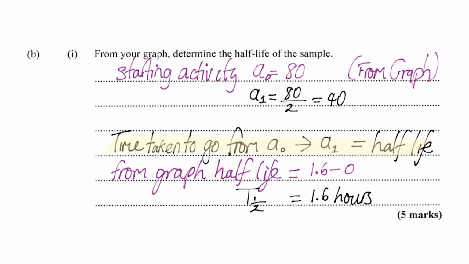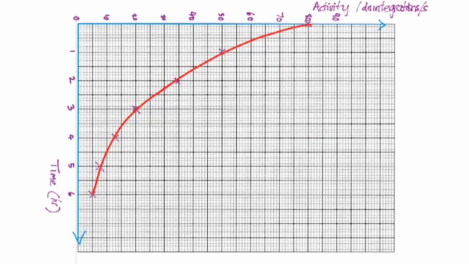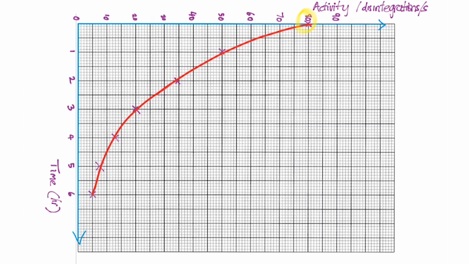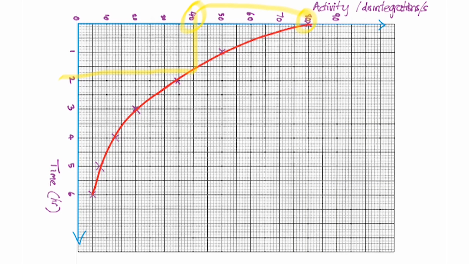The next part of the question is where the action starts. From your graph, determine the half-life. So yeah, this is radioactivity, so for those who were asking for radioactivity, this question is on radioactivity. Half-life is the amount of time it takes for the activity to drop by a half. So if you want to do that on the graph, we'll just go from 80 and we'll go to 40. And we'll see what kind of time we read off there. And that's what I did.